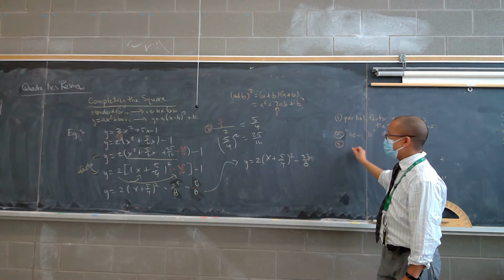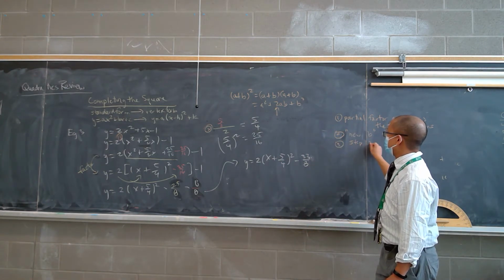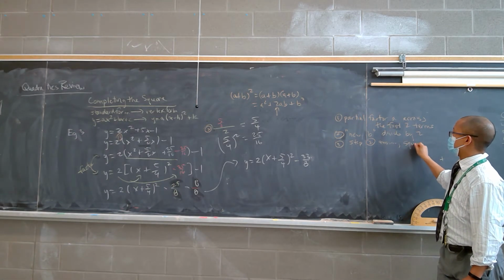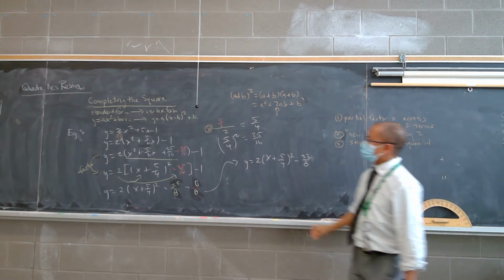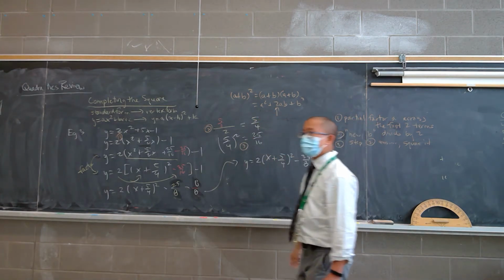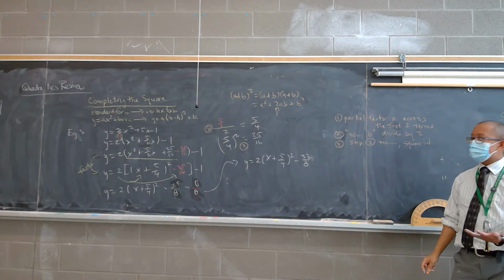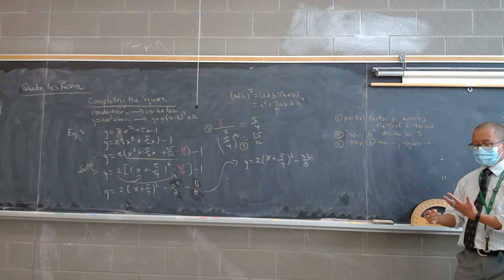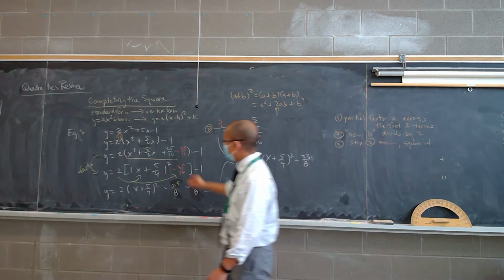Step 3. Take your step 2 answer. Square. That's here. Why is this all important? Step 2 and step 3 are actually the essence of what you're doing. Step 4.